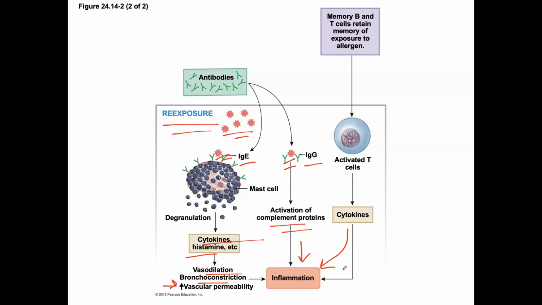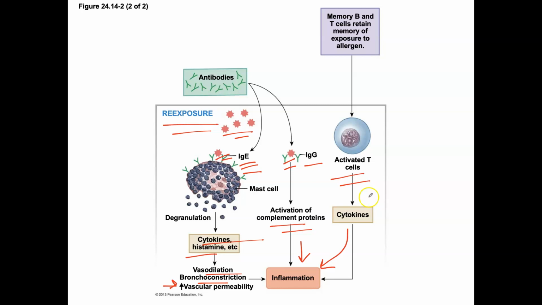So we have essentially three pathways that are leading to inflammation when you have a re-exposure to the same allergen. The IgE antibodies that are leading to histamine and other inflammatory chemical release, the IgGs that are activating the complement system, and then activated T cells that are going to have memory to the first exposure to the allergen, and that's going to lead to inflammation as well.